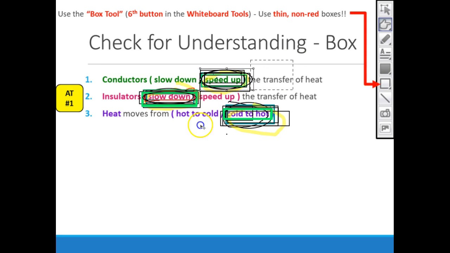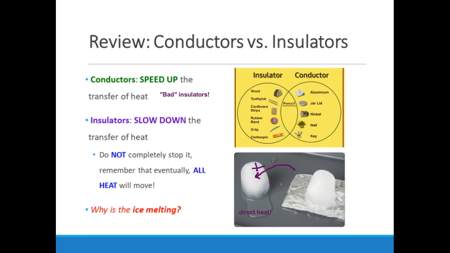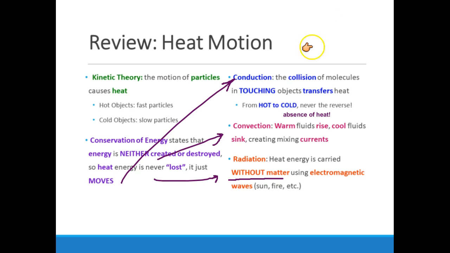So here we go, guys. Conductors are going to speed up the transfer of heat. That is definitely true, right? They make that heat go through it faster. Insulators, on the other hand, are going to slow it down. That's definitely also true. It will slow it down. However, I do want you guys to remember this. Heat moves. Which way does heat move? Let's talk about this once more. Which way does heat move? Look at what I'm pointing at right here. Which way does heat move?